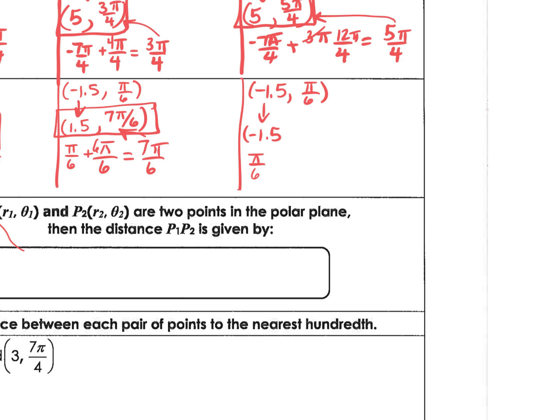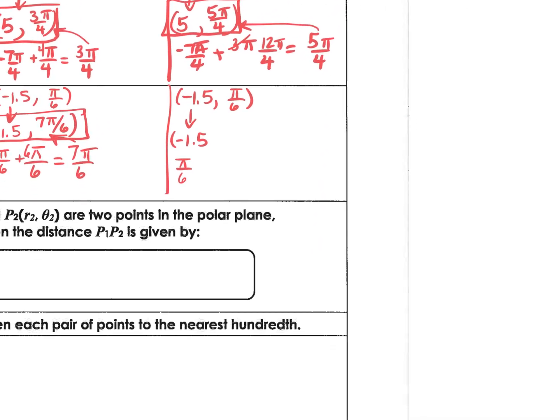But if we add 2 pi to it, it's going to be greater than 2 pi, so we can't add 3 pi to it either. Guess what we have to do? We have to subtract 3 pi, or better yet, we could subtract 1 pi. Yeah, let's subtract 1 pi, which is 6 pi over 6. So now we get negative 5 pi over 6.